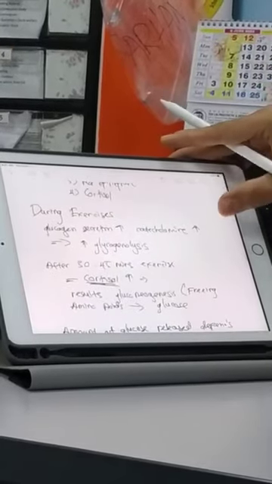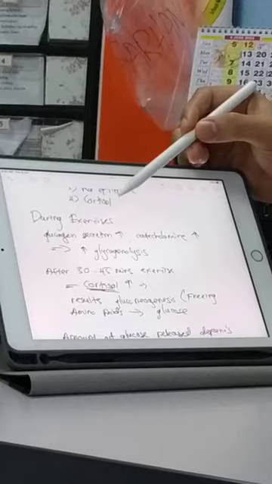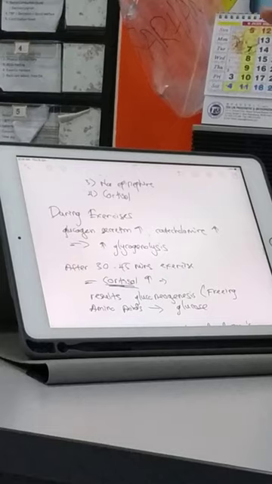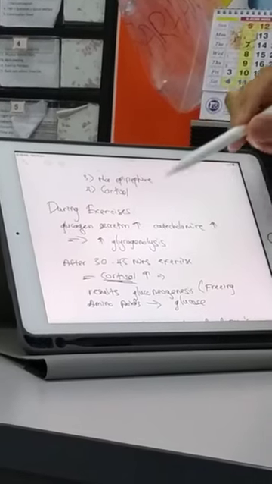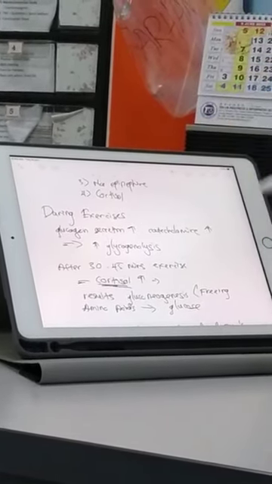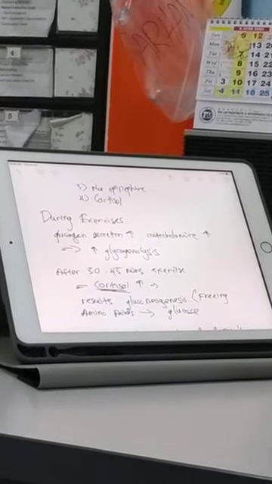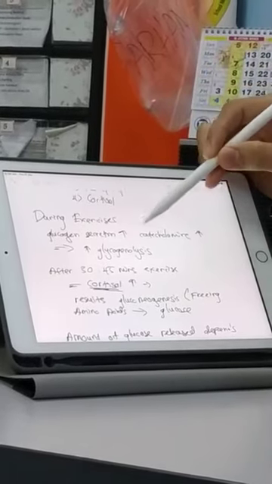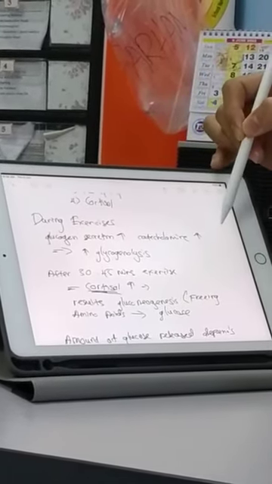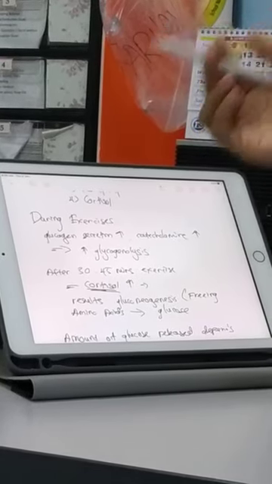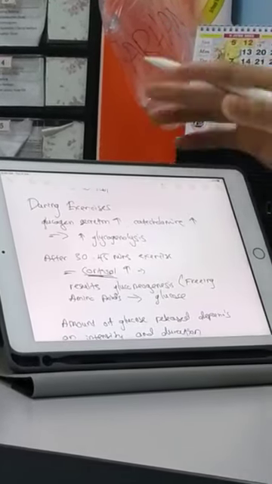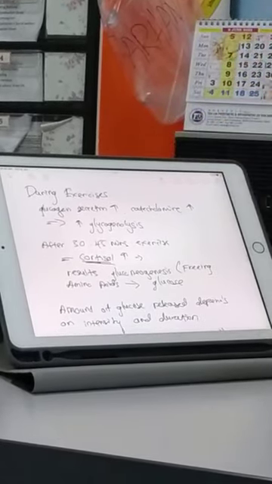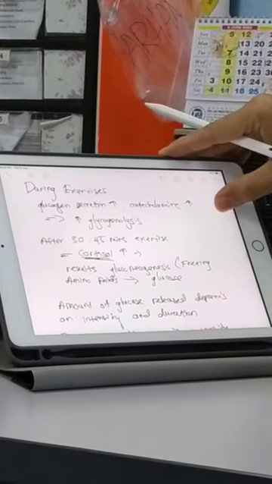For example, during the exercise, glucagon secretion will be increased, and then it will cause glycogenolysis to produce more ATP for the body. Glucagon secretion can also be enhanced or expedited by the catecholamines, which are norepinephrine and epinephrine. Usually after the 30 to 45 minute exercise, the cortisol hormone level in our body will be increased.